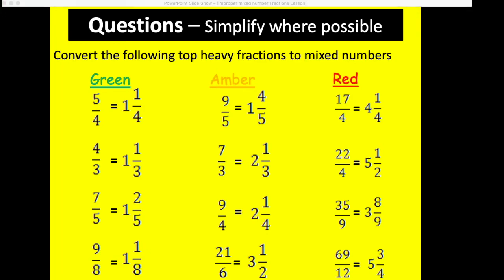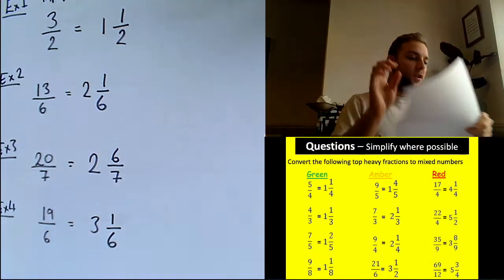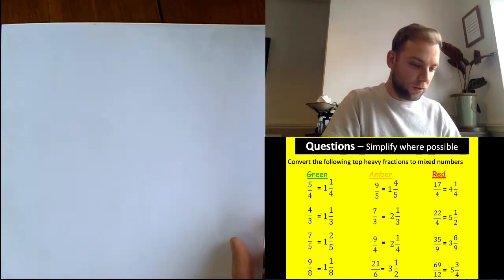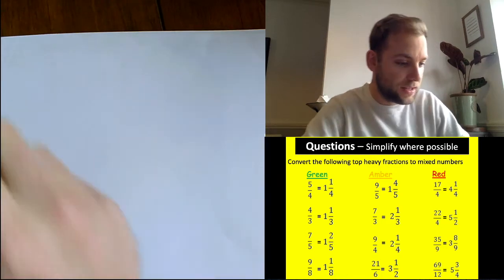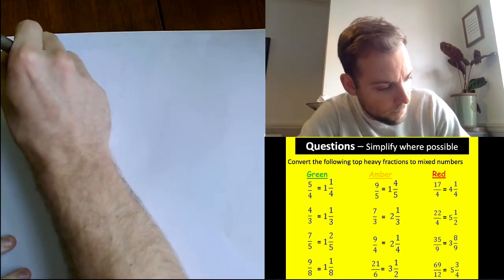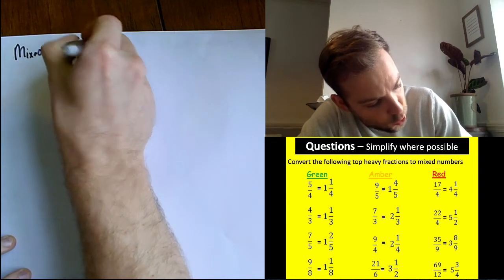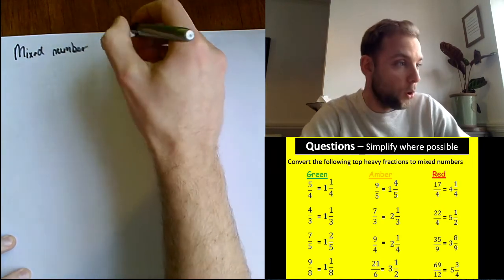Okay, so we've had a look at improper fractions to mixed numbers. So now we're going to be looking at the other way around, which is mixed number to top heavy. Or, sorry, improper.